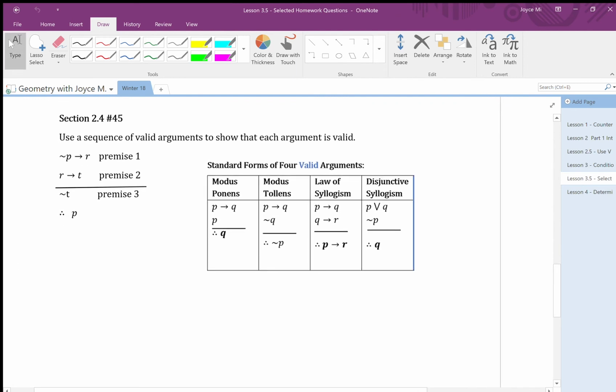Now, before we do the statement, let's recall the standard form here. This is the standard form for valid arguments. And if you want more discussion on valid arguments, I would say look at lesson 3. In lesson 3, we did quite a bit of those. So let's do this question. Use a sequence of valid arguments to show that this argument is valid. So again, I'm going to keep that in mind when I do my argument. Keep this in mind. Think about it.